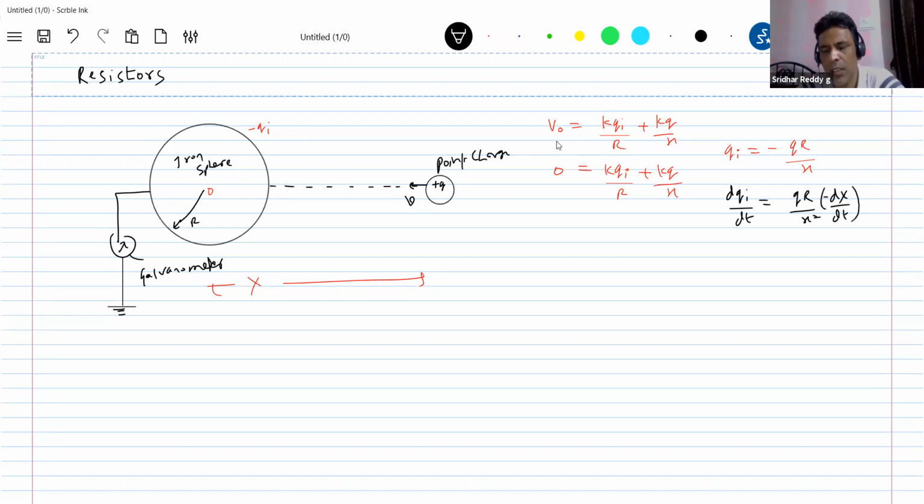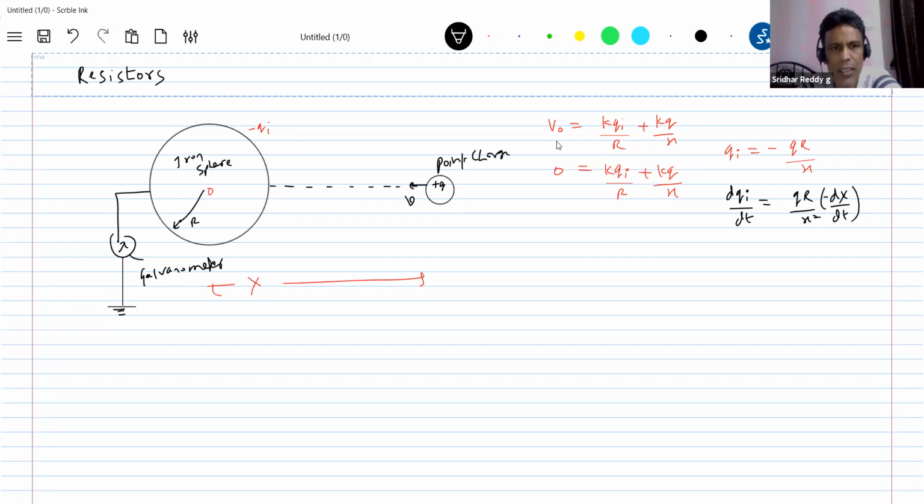Okay, there is some confusion. In the V0 formula it should be minus KQi by R. I don't know the sign of the induced charge itself. So I came to know the induced charge is negative; I proved it by the equation. Okay, fine, a negative charge is induced. So now I'm going to differentiate.